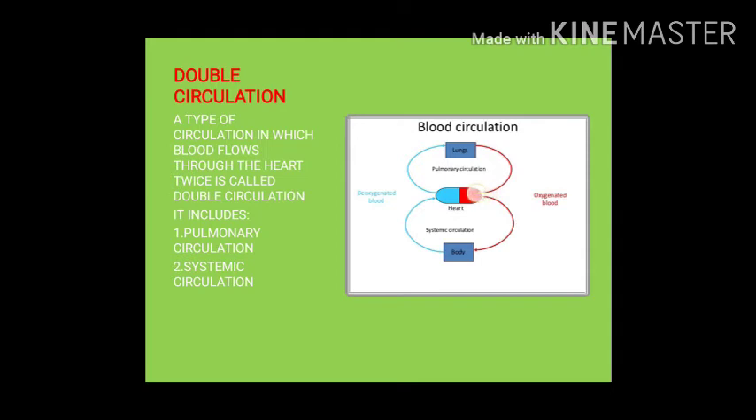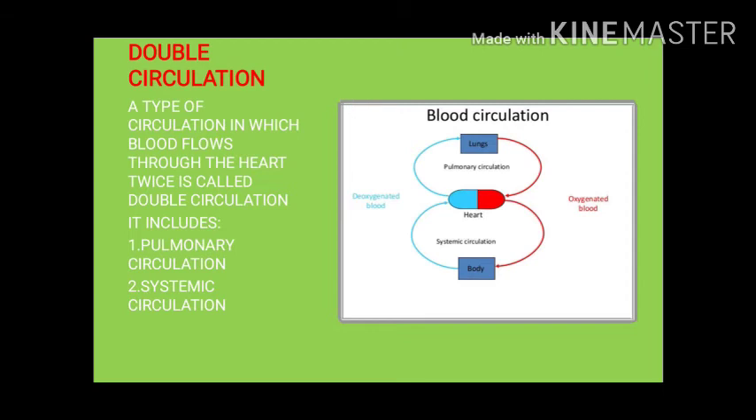Aorta takes blood to the body parts, and from the body parts, blood comes back to the heart through the vena cava. So when blood goes to the lungs and comes back, that is pulmonary circulation, and when blood starts from the heart to the body parts and comes back, it is systemic circulation. So twice blood is coming to the heart, once in the form of pure blood and the other in the form of impure blood. So this is called double circulation.